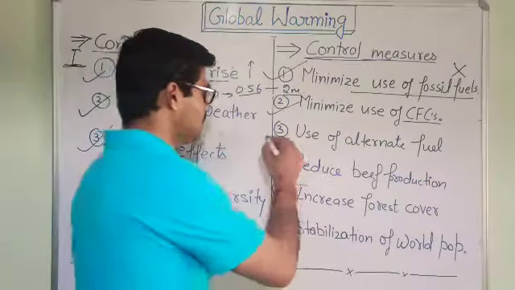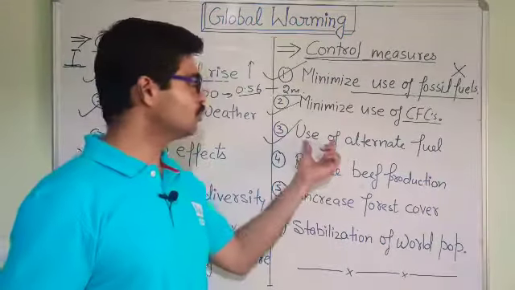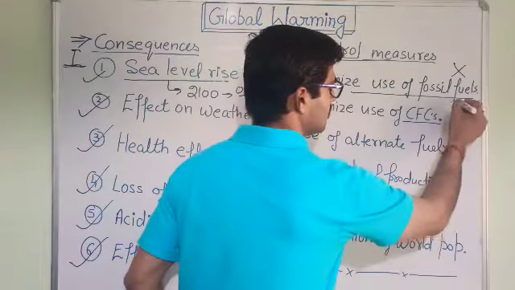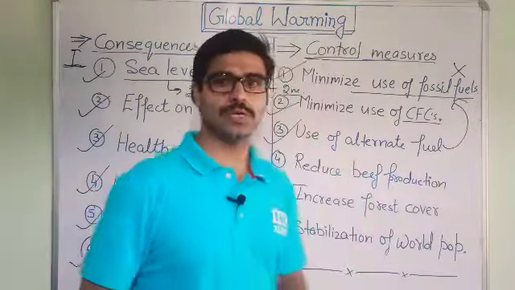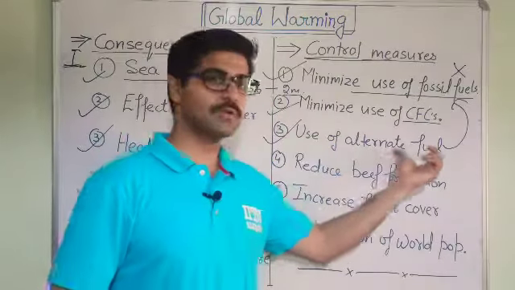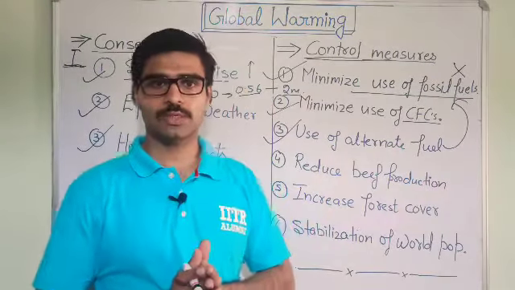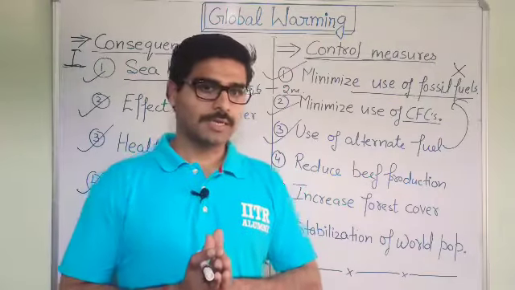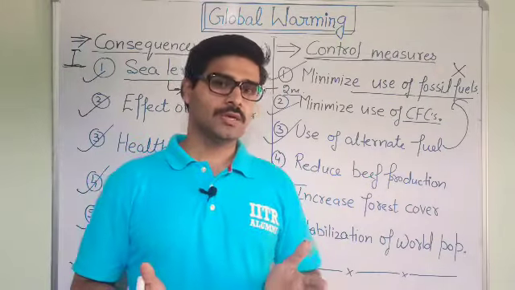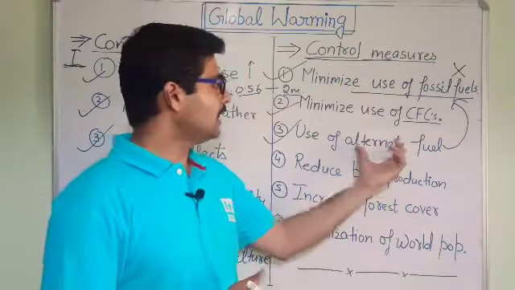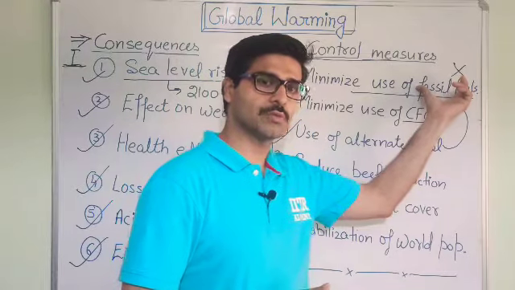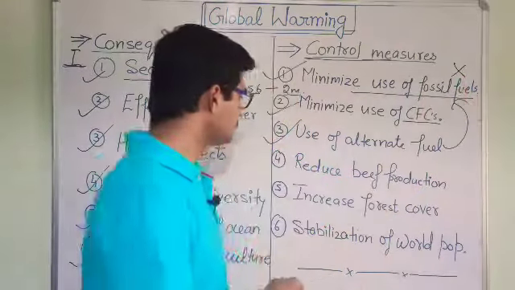Next control measure is the use of alternate fuels. So this is the alternative to fossil fuels. Alternative fuels means here we have different examples: solar energy, hydrogen energy, biomass energy, tidal energy, geothermal energy. All are examples of alternative fuels for conventional sources, fossil fuels, coal, petroleum.